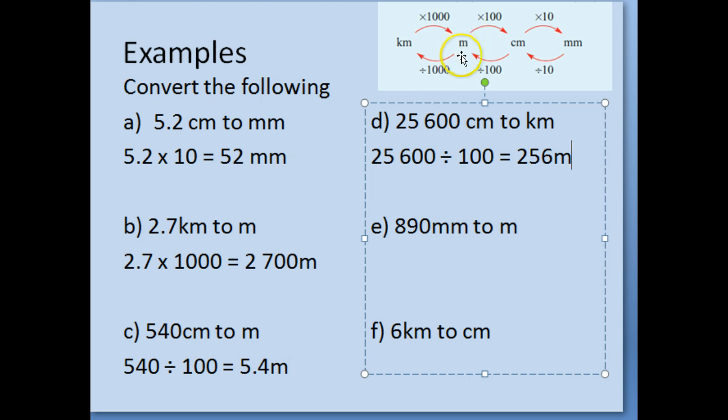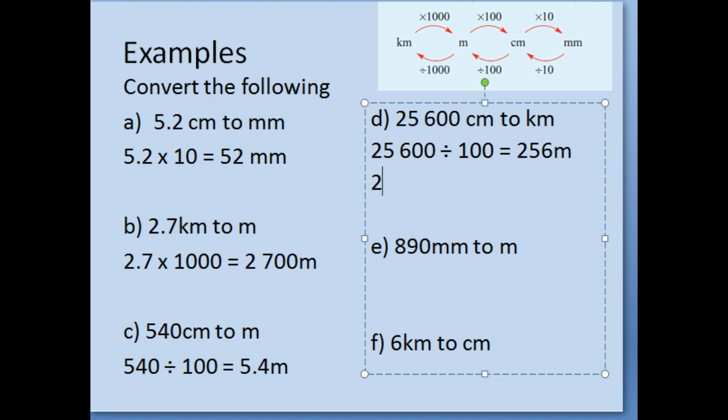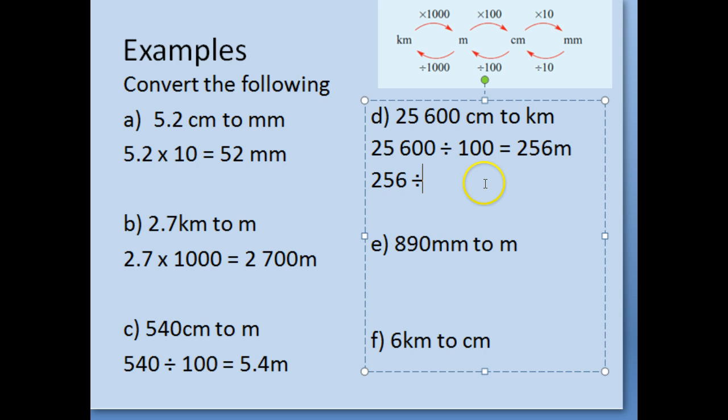So I'm at this unit now, and I need to change it to kilometres. So I need to do 256 divided by 1000, and that gives me 0.256 kilometres. Once we've converted it to metres, we can see that it's actually not that far. So we're only looking at 256 metres, so that is only 0.256 kilometres.